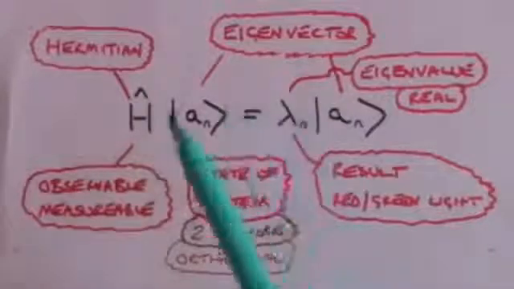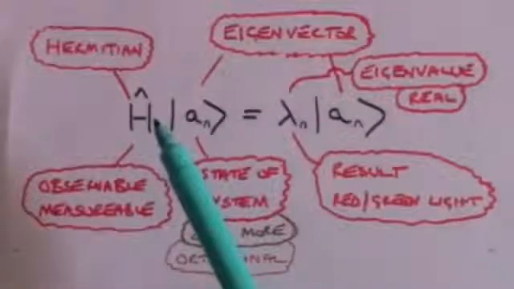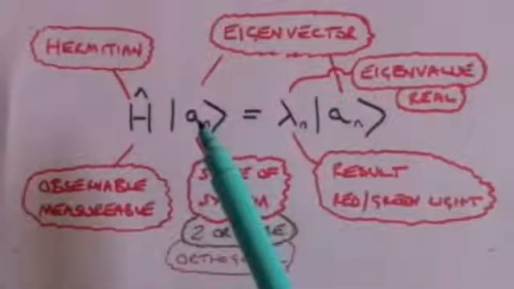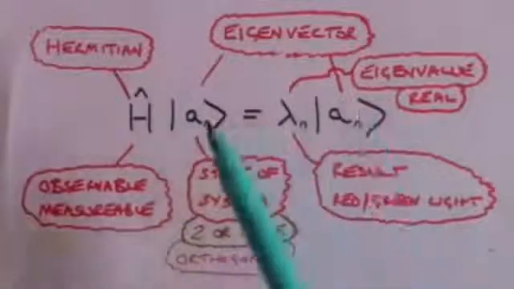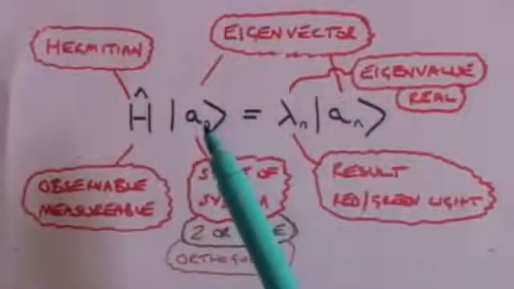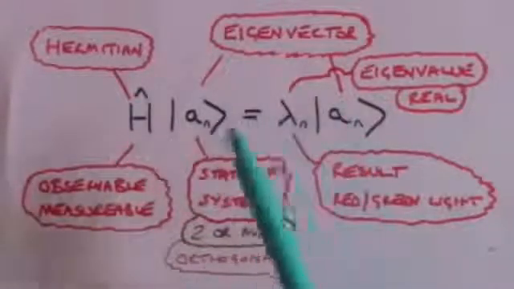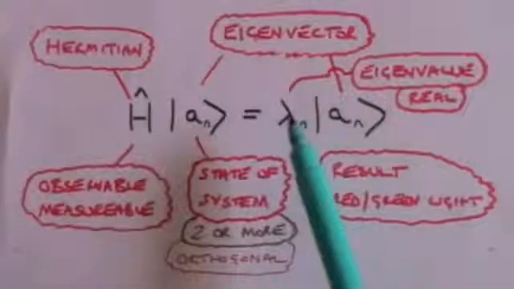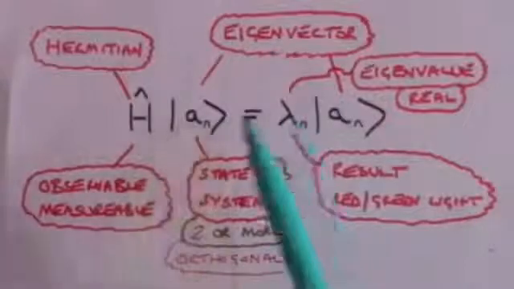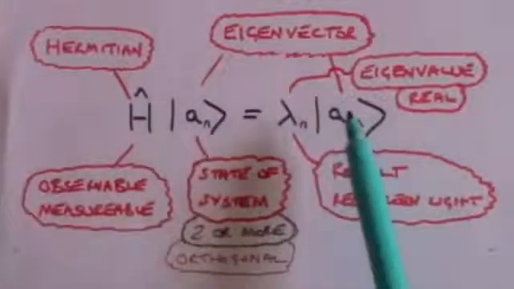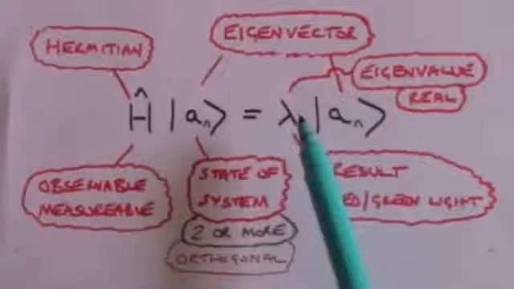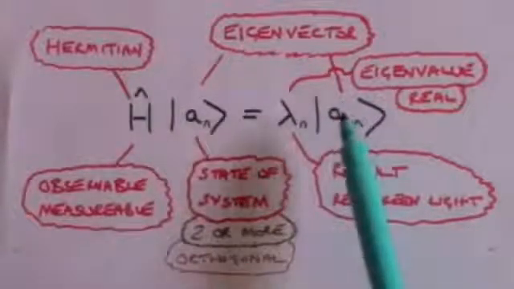And the point is that for every operator there will be at least two, in our case there were only two, but there will be at least two eigenvectors which will have associated eigenvalues. The point is the eigenvectors are different and there is an associated different eigenvalue for each eigenvector.